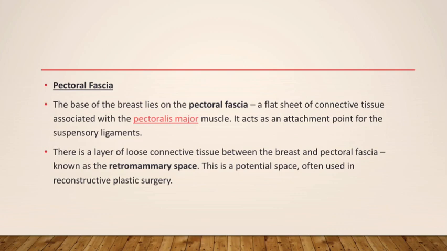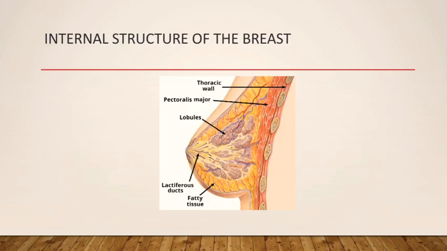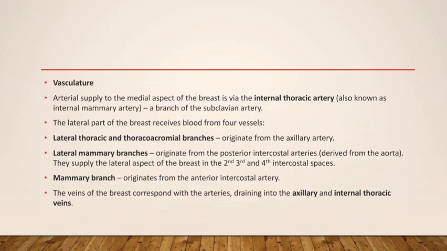Pectoral fascia. The base of the breast lies on the pectoral fascia, a flat sheet of connective tissue associated with the pectoralis major muscle. It acts as an attachment point for the suspensory ligaments. There is a layer of loose connective tissue between the breast and the pectoral fascia, known as the retromammary space. This is a potential space often used in reconstructive plastic surgery. This is the internal structure of the breast.